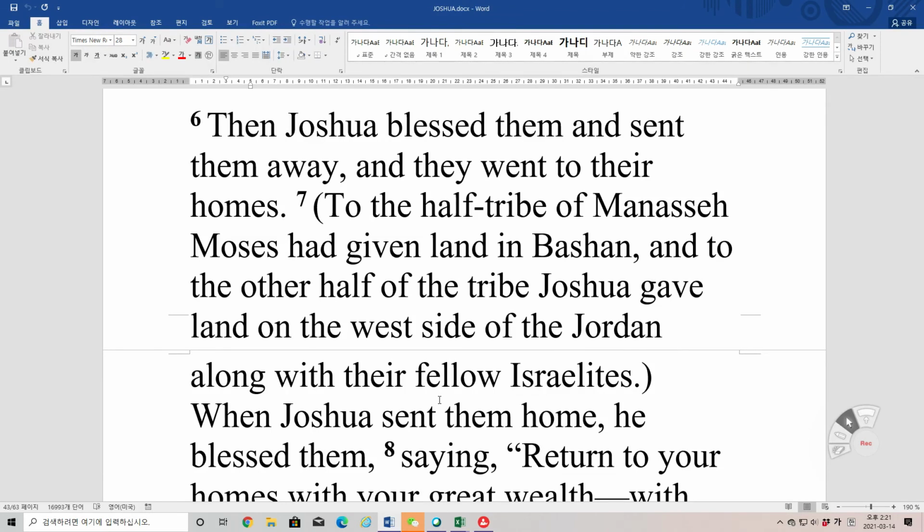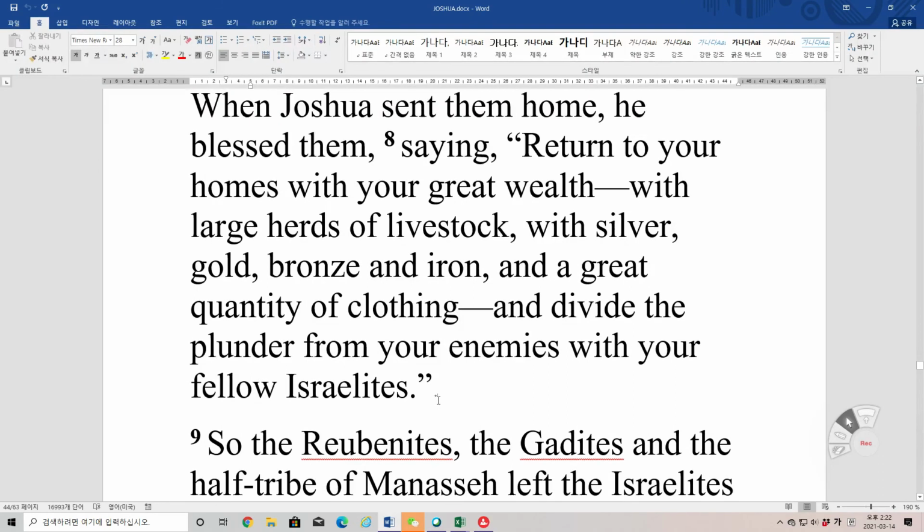To the half-tribe of Manasseh, Moses had given land in Bashan, and to the other half of the tribe, Joshua gave land on the west side of the Jordan, along with their fellow Israelites. When Joshua sent them home, he blessed them, saying, "Return to your homes with your great wealth, with large herds of livestock, with silver, gold, bronze, and iron, and a great quantity of clothing, and divide the plunder from your enemies with your fellow Israelites."